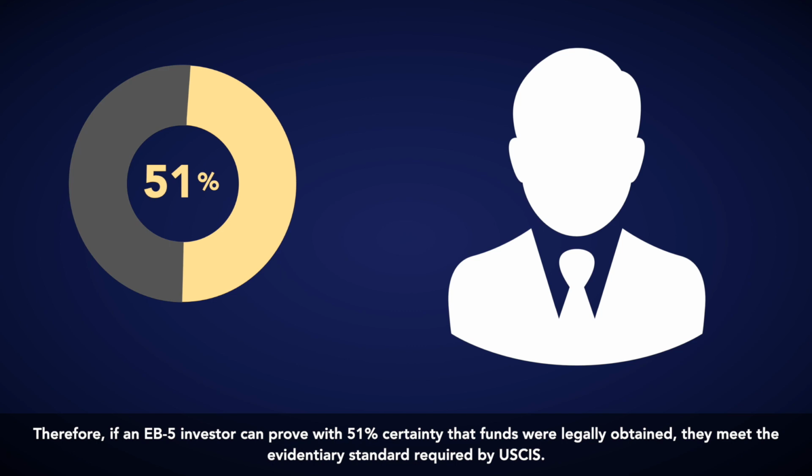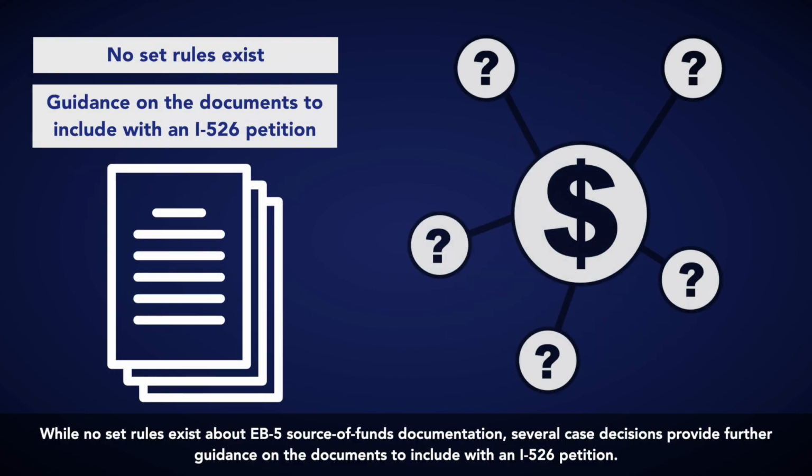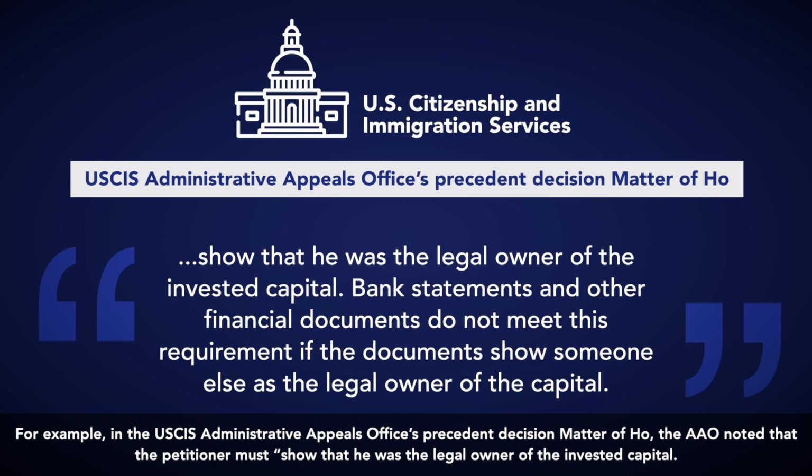they meet the evidentiary standard required by USCIS. While no set of rules exist about EB-5 source of funds documentation, several case decisions provide further guidance on the documents to include with an I-526 petition. For example, in the USCIS Administrative Appeals Office's precedent decision, Matter of Ho, the AAO noted that the petitioner must show that he was the legal owner of the invested capital.